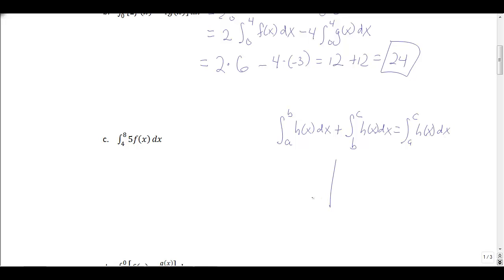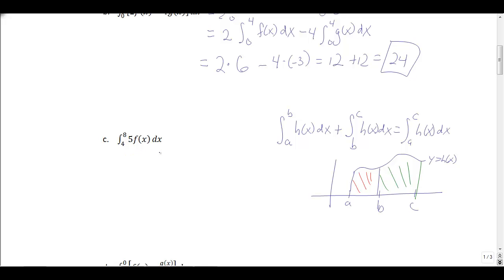In essence, what we're saying here is that if I have a, b, and c, and I've got some function y equals h of x, if I take the area under the curve from a to b, maybe we'll shade that in red, and then from b to c, I take the area under the curve, then if I go from a to c, I just add the red area plus the green area. So a fairly intuitive geometric idea here.